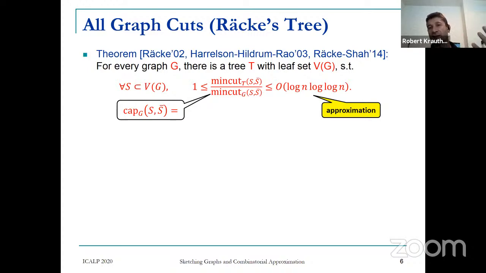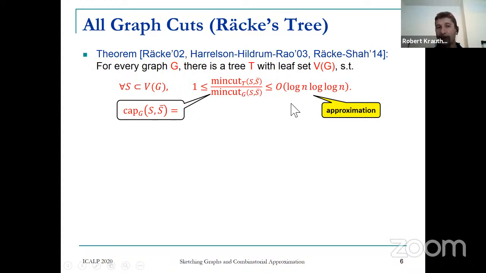You have to decide how to find the best cut in the tree. So basically, map the Steiner vertices to one side of the cut or the other, every Steiner vertex. If you do that, you compute the minimum cut in the tree, which is a much easier task. Then you approximate the cuts in the original graph within a factor which is only slightly more than log n.